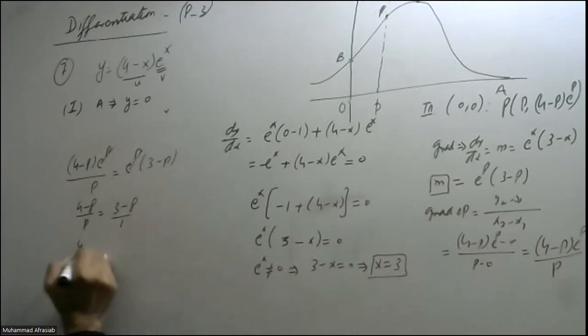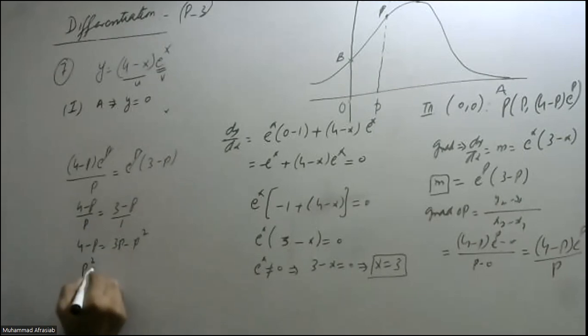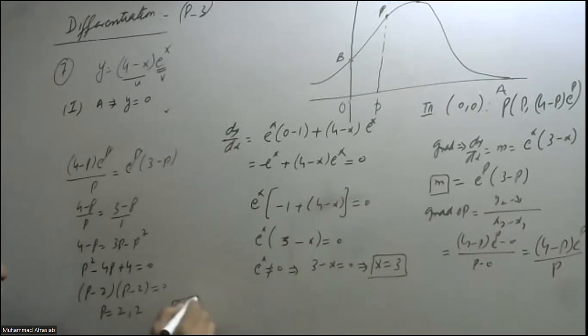If we cross multiply, 4 minus p is equal to 3p minus p square. This will become p square. 3p, when it is shifted toward the left, will be minus 4p plus 4 equal to 0. (p minus 2)(p minus 2) equals 0. So p is equal to 2. So the value of p is equal to 2.